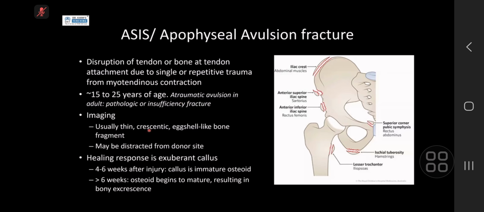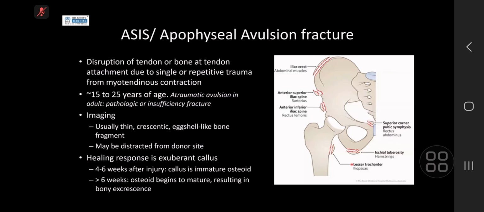Avulsion fractures usually show a thin crescentic bone fragment, distracted maybe, or just a very faint one, and you get very exuberant callus formation. So it's important to look at the plain films, because they will give you quite a lot of answers, or go back to the initial history and find out what happened. Was there a pop, or was there some sport involved? So history is quite important here.